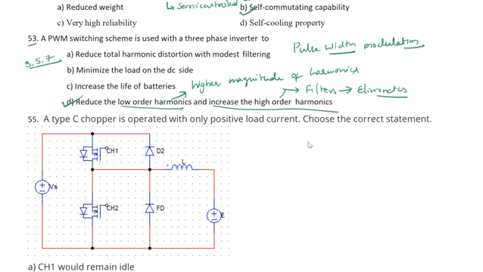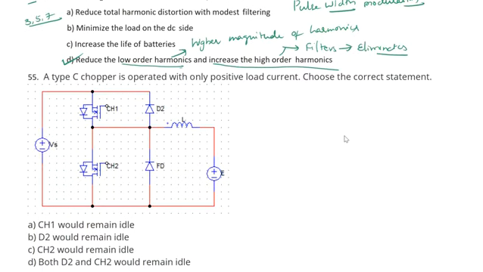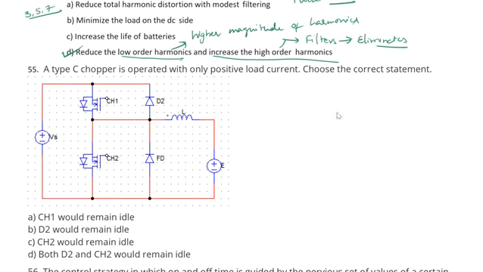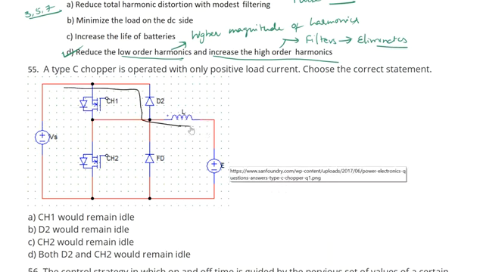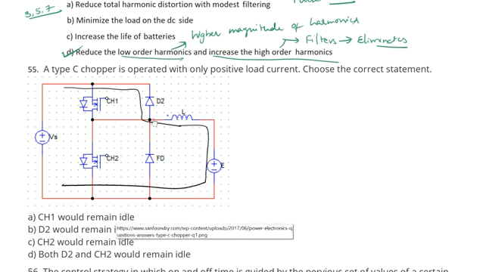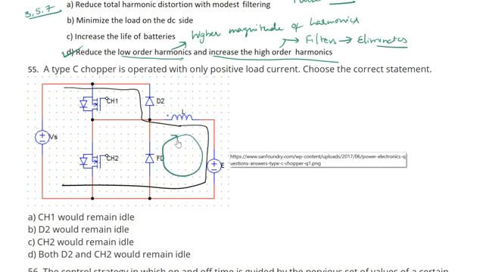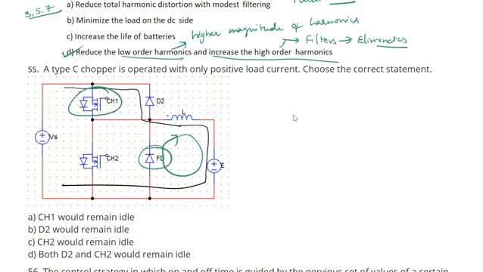A chopper circuit is operated with only positive load current. Choose the correct statement here. So see the circuit diagram here. Type C chopper is operated with only positive load current. Positive load current means the current has to flow from here to the load, like this. Now see here, when it is in a regenerative mode, then the current has to flow like this. So the switch 1, that is CH1, and the freewheeling diode are continuously on for positive load current.